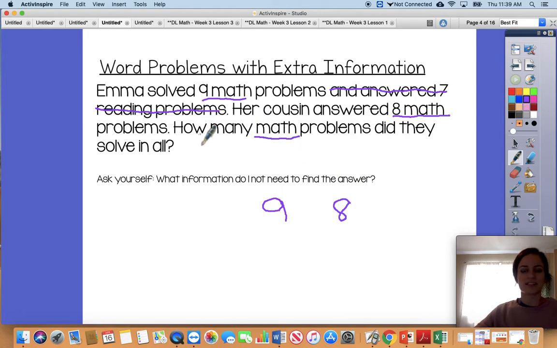Now think about, are we going to add, subtract, multiply, or divide? It asks how many math problems did they solve in all. We're just going to add them together, right? Emma's 9 plus her cousin's 8. 9 plus 8 equals 17. So they answered 17 math problems, and normally I would add my label. You guys need to remember to be adding your labels when you're doing your Google Forms. Add your labels on there, and you can spell them right because it's right in the word problem, right? It tells you the exact word. So 17 math problems.